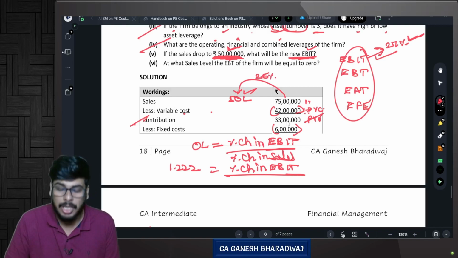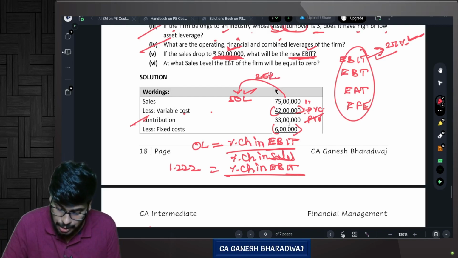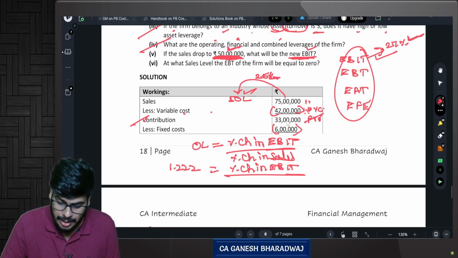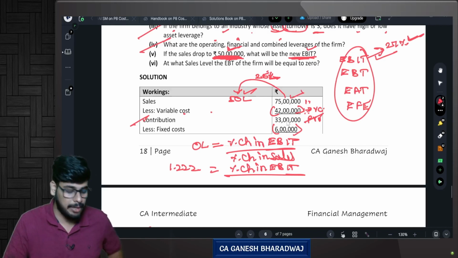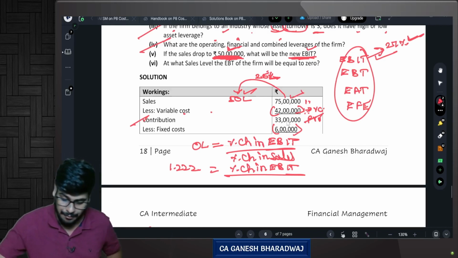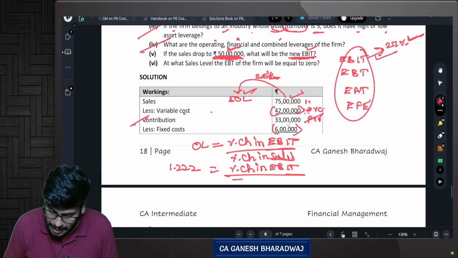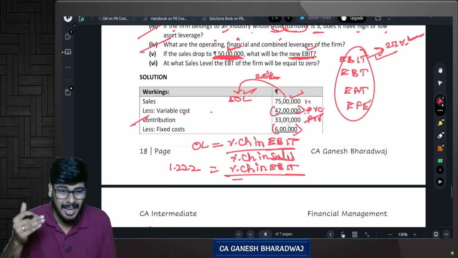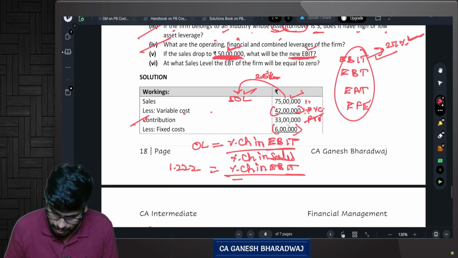25%. Correct? Sorry, sales is dropping by how much? 25 lakhs. Correct or not? Yes, so 25 lakhs upon the base 75. How much is this? 25 upon 75. Can we say this is nothing but minus 33.33%? The sales is reducing by 33.3333 percentage.